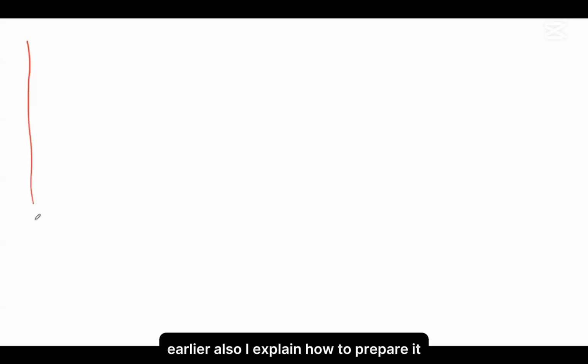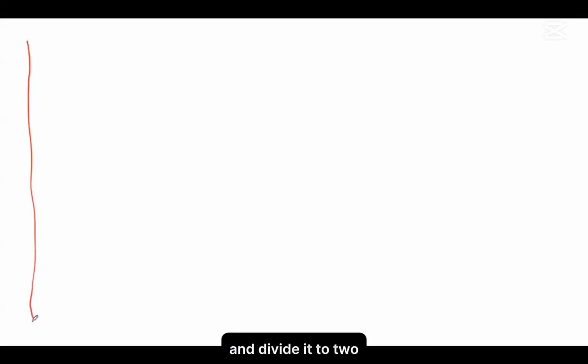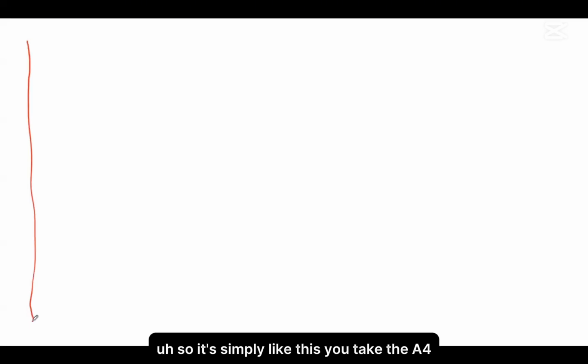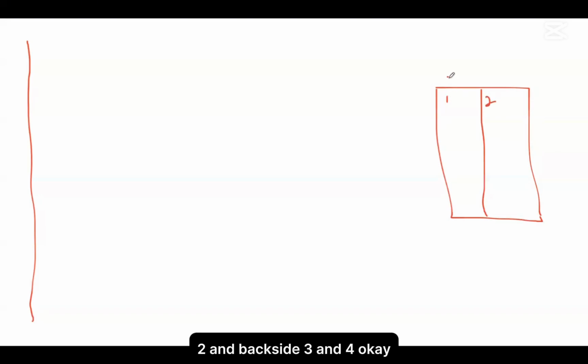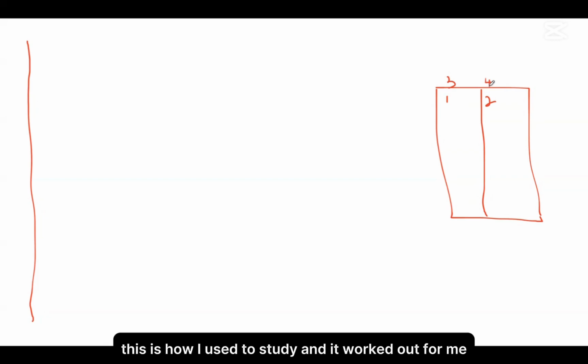So as I said, you should prepare a mind map for this as well. Earlier also I explained how to prepare it. I asked you to take an A4 sheet and divide it into two. It's simply like this: you take the A4 and you bend it. So you have four parts: one, two, and on the backside, three and four. This is how I used to study, and it worked out for me.